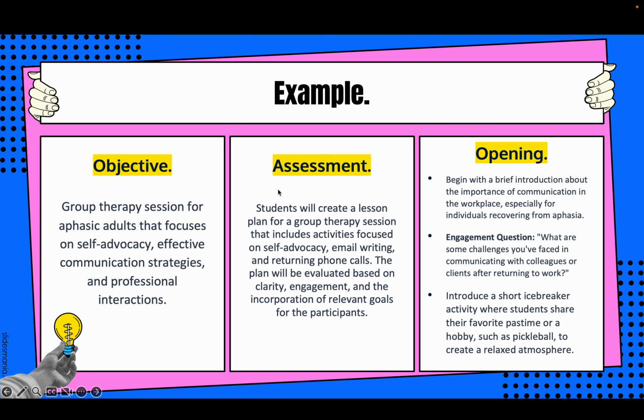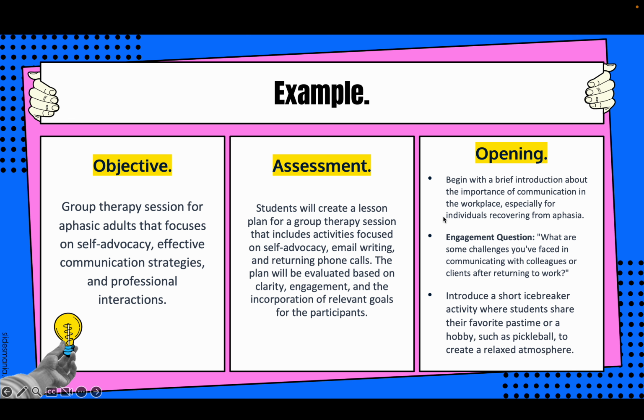And I apologize again, this shouldn't say students, this should say client. But the client is going to, I apologize, this is student because this is you. So you are going to create a lesson plan that looks at all of these things. So how do we self-advocate? What are our communication strategies, and what are our professional interactions? So things such as emailing, returning phone calls, clarity and engagement in conversations with people. That's your plan. So this is the assessment. We're going to assess our student, or you're going to assess yourself: does my lesson plan involve all of these things?